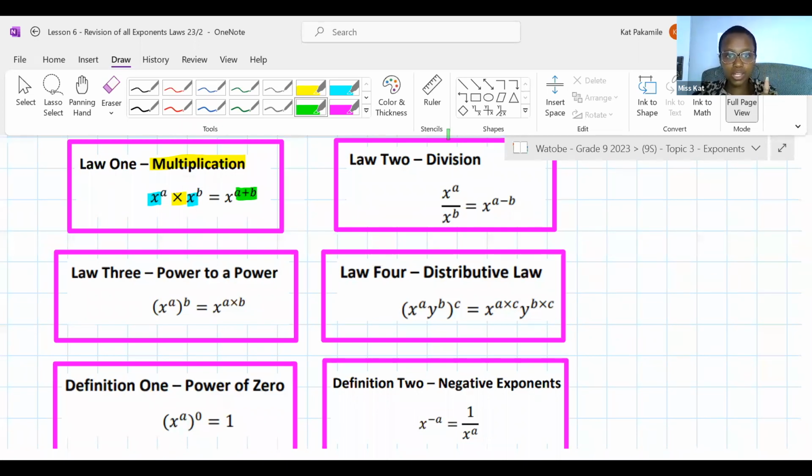Law number 2 is division. And as such, we are dividing. Take note, we still have the same base. In such a case, we subtract the exponents. It's always the one in the numerator minus the one in the denominator. Do not swap them around. Pumuzile, do you have a question?